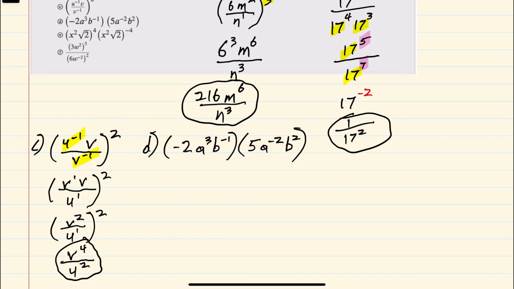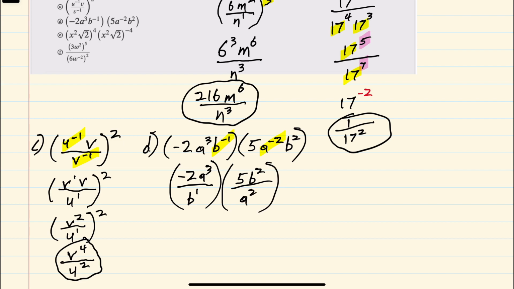For example D, we can again start by rewriting some of these negative exponents, here by moving them into the denominator. So in the first part, our negative 2a to the 3rd will stay in the numerator, and the b^1 moves to the denominator. In the second part, our 5 and b squared stay in the numerator as the a^2 moves to the denominator. And from here we can multiply.